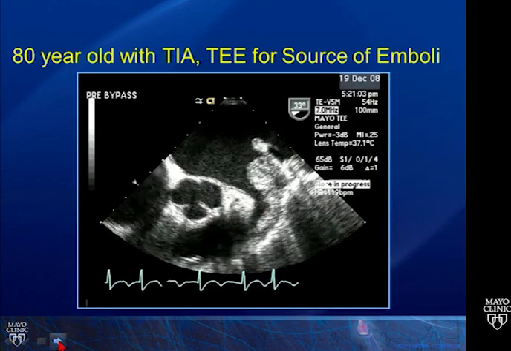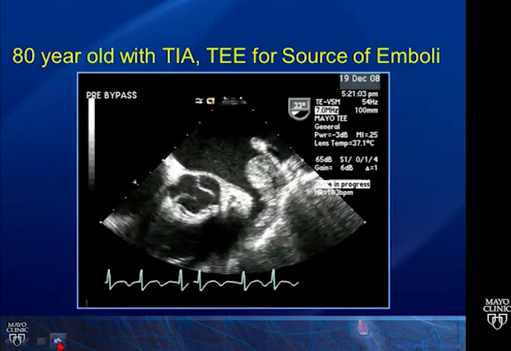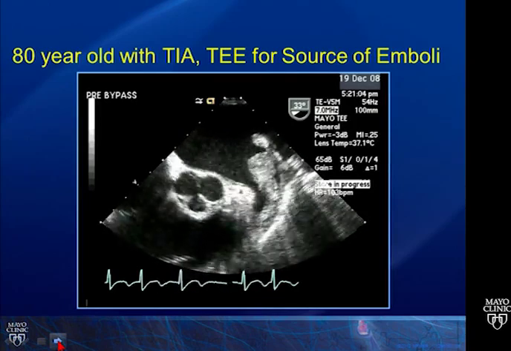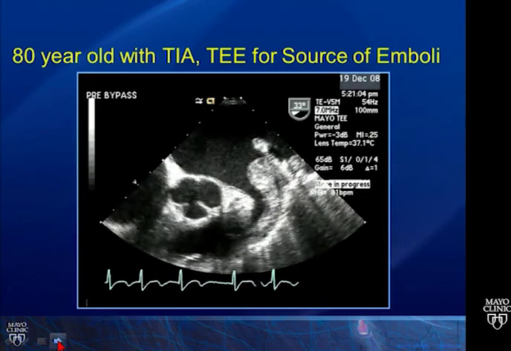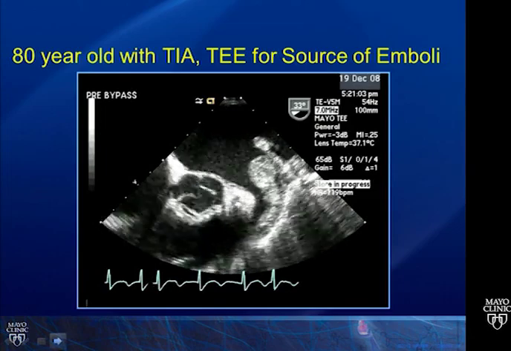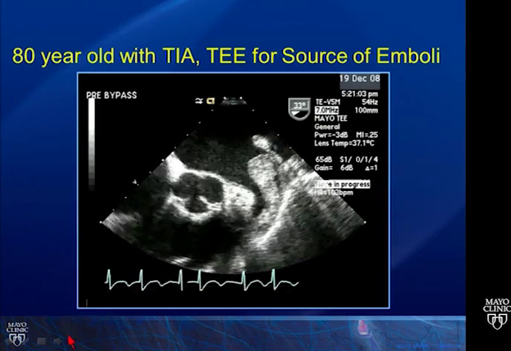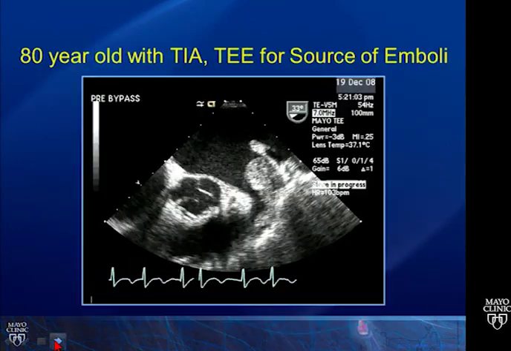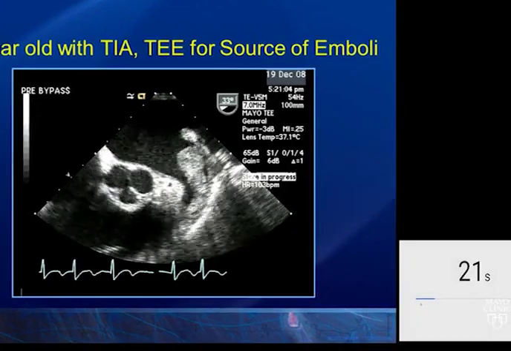So now we'll go on to case 18, an 80-year-old with a TIA. This was a TEE done for source of embolism. Probably the number one reason we get TEEs done in our echo lab here is by our neurology colleagues ordering them. And I'm only going to give you one view here. A transesophageal echo. So we'll have you go ahead and key in your answer for this particular case. Again, I don't think it'll take the whole 25 seconds, but we'll let you look at the picture again while you're keying those in.